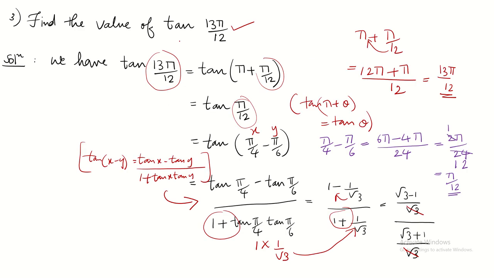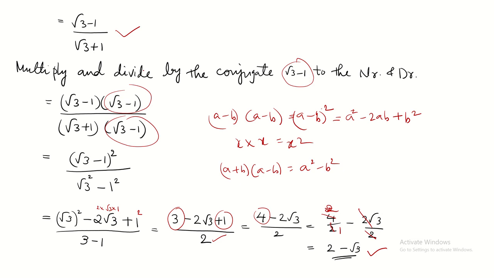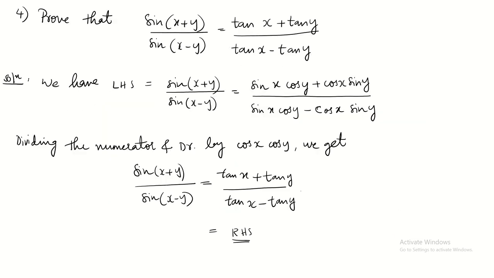Tan, what is the question? Tan 13 pi by 12. First you have written this 13 pi by 12 in terms of sum of two angles. Then you have converted that to difference of two angles. Use the formula, multiplied by the conjugate. Simplified. After that at last you got 2 minus root 3.